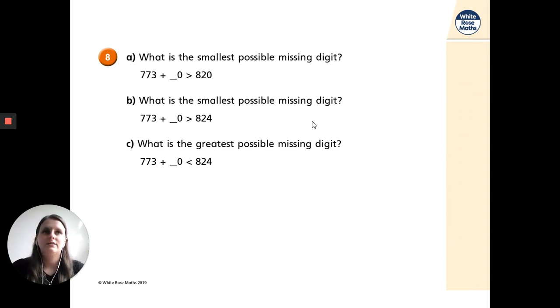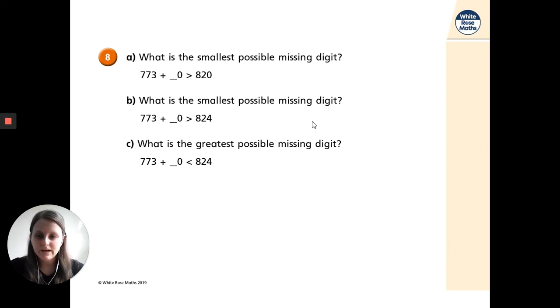You might start at, well, I know I'm not going to start at 10, but as an example, I might say 773 plus 10 is greater than, well, that's not right. So I know it's not going to be 10. So then I'd work up, I'd go 20, 30, 40, and so on until I got to the end. Okay, so for this one, and then just carry on doing the same method.